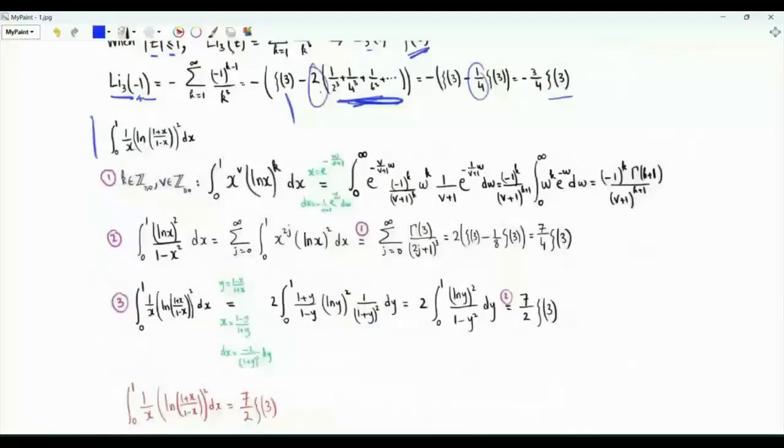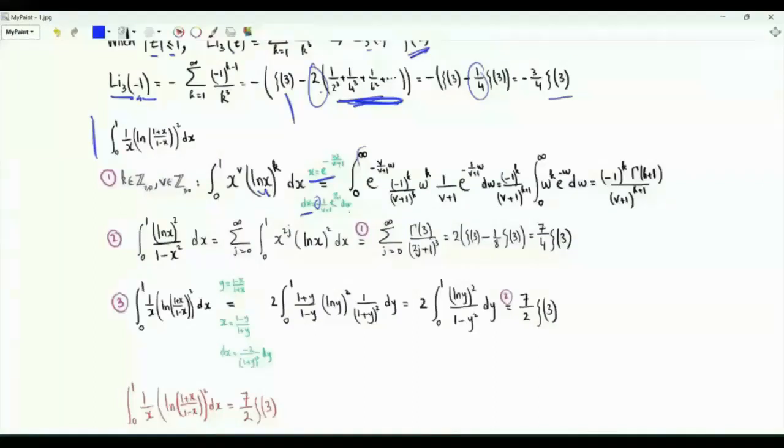In the first one, consider non-negative integers k and v. The integral x from 0 to 1 of x to the v, the natural logarithm of x to the power k, can be obtained by using the substitution x equal to e to the minus w over v plus 1. dx is minus 1 over v plus 1, the exponential dw. When x tends to 0, w tends to plus infinity. When x tends to 1, w tends to 0. We can get the integral from 0 to infinity by using this minus sign here.